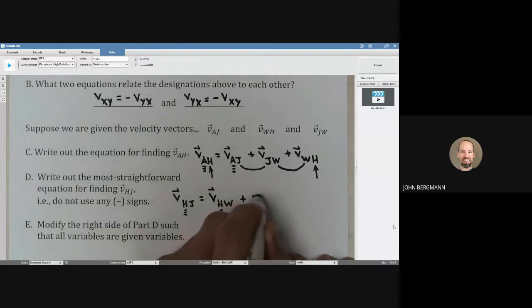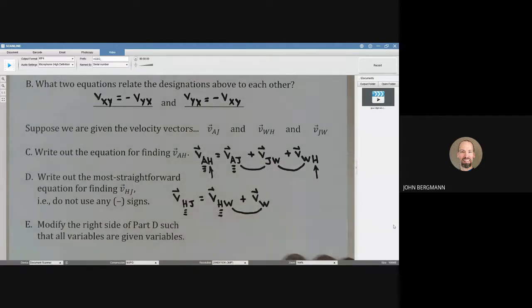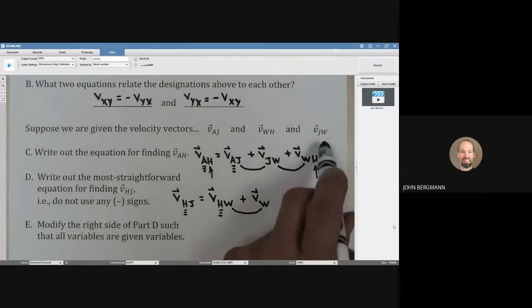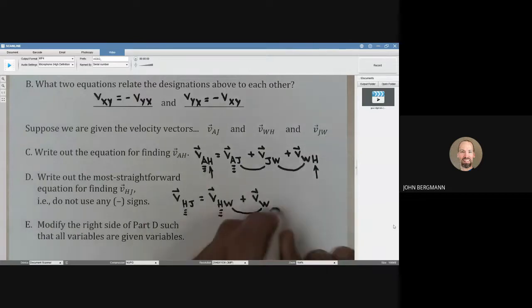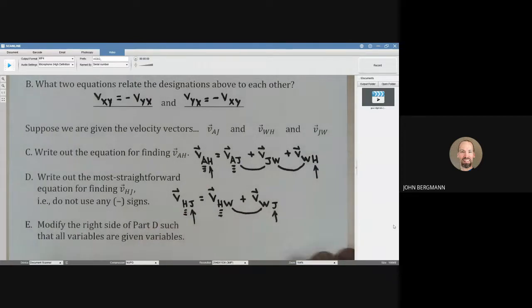And without even thinking, we know that this vector has to start with W so that birds of a feather flock together. And what given vector has a W and a J in it? That one right there. That's the most straightforward equation for finding what we want.